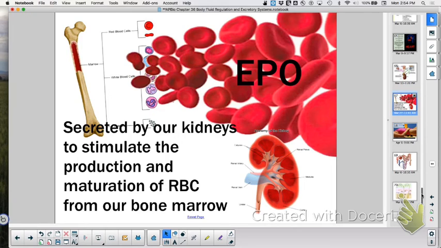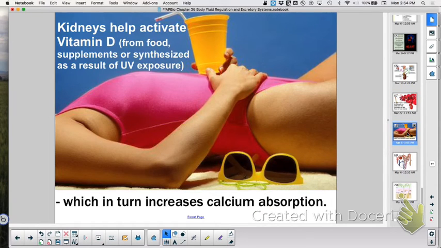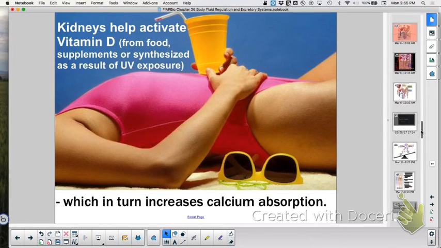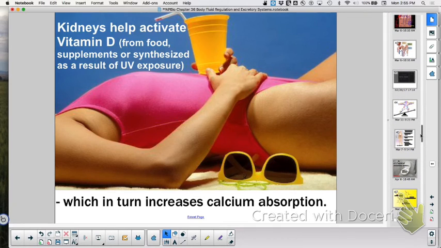And then the other connection we have is calcium absorption as it relates to vitamin D. So the kidneys help activate vitamin D that you either have from the food that you ate or synthesized from sun exposure, which then increases calcium absorption. Okay, now let's look at all the functions of the kidney because it all has to do with homeostasis.